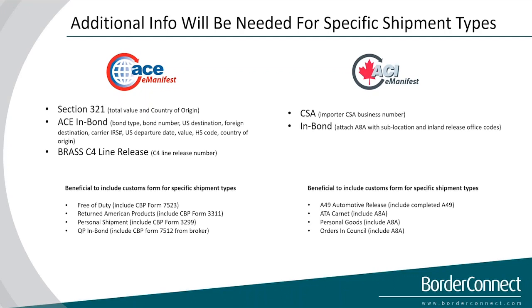For ACI, if you want us to do a CSA load for you, we will need the importer CSA business number. If it's an in-bond, please attach the A8A with a sublocation and inland release office codes. And as well, if it's another type of specific shipment, we will need the filled-in A8A or A49 document, depending on what type of shipment it is.